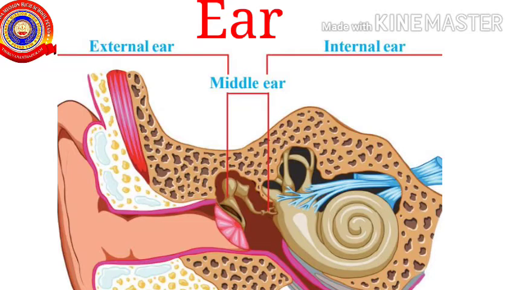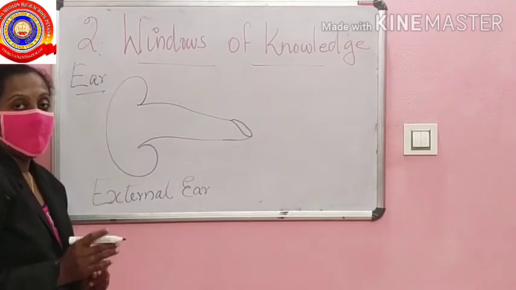Ear undergoes two functions. It helps in hearing. Second one, it also helps in the balancing of the body. Now let's have a look. First one is the external ear.